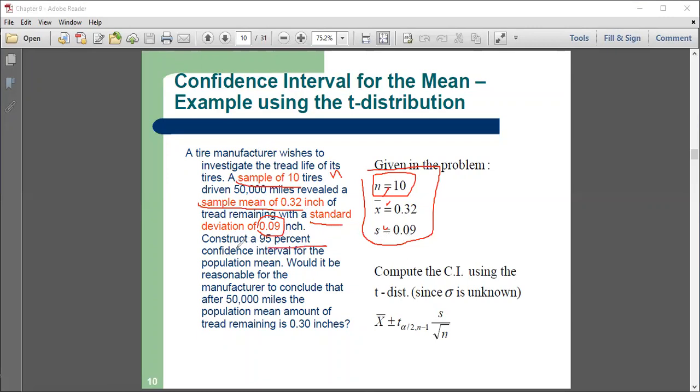Construct a 95% confidence interval for the population mean. So we are going to construct the confidence interval at 95% of the population mean, and we are going to find out the mean amount of remaining thread depth, about 0.03 inches spread. So let's move on to the next slide. We will compute this information by using this formula.